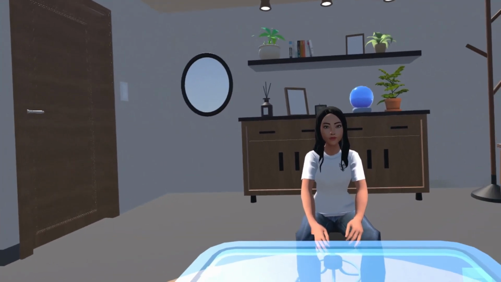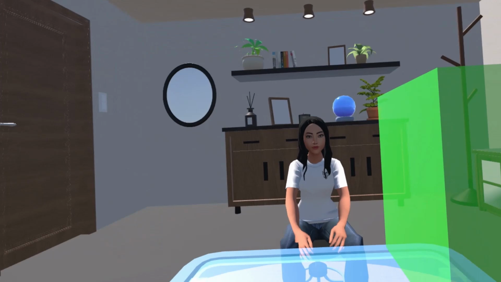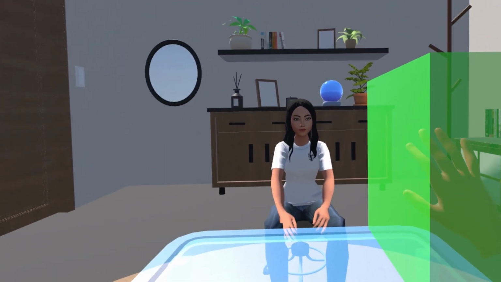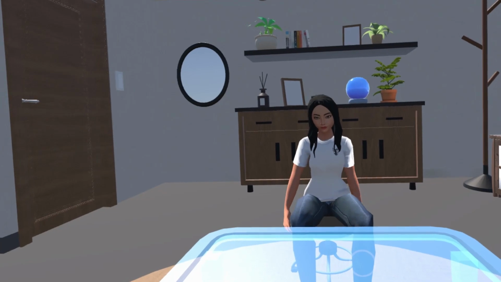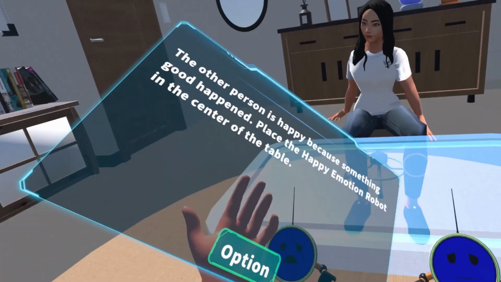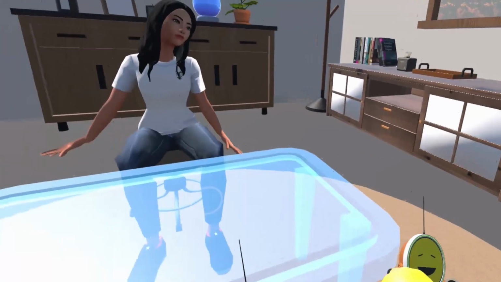Good job. And give it a try. Wave to the person in front of you to say hello. I'm so happy today. The other person is happy because something good happened. Place the happy emotion robot in the center of the table.